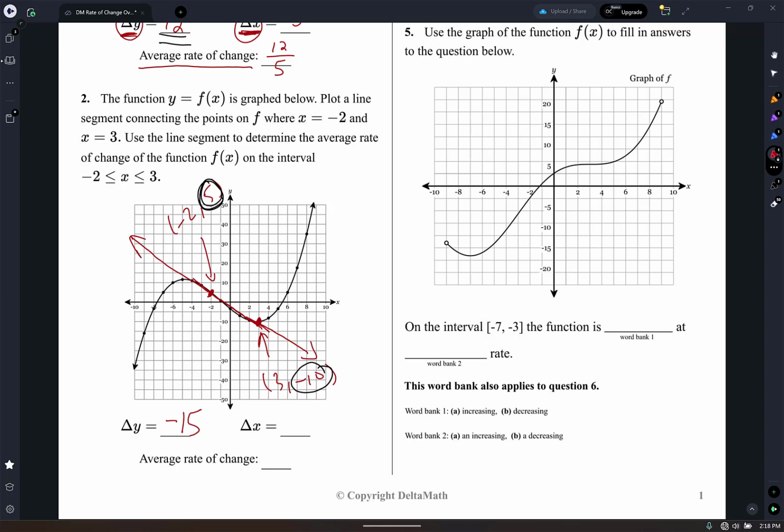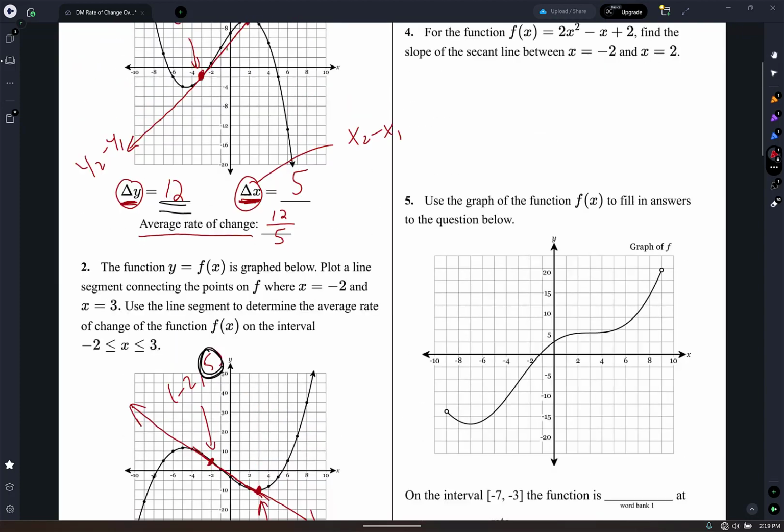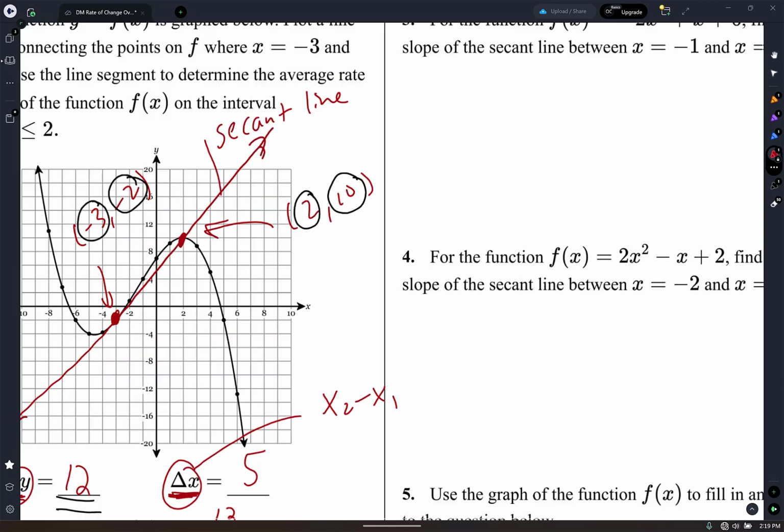So how many spaces did you go to the right? So, -15 over 5. Average rate of change, -15 divided by 5, which is equivalent to -3. It is going downhill, so the slope is negative. Does that make sense, guys? Okay, nothing crazy, right?